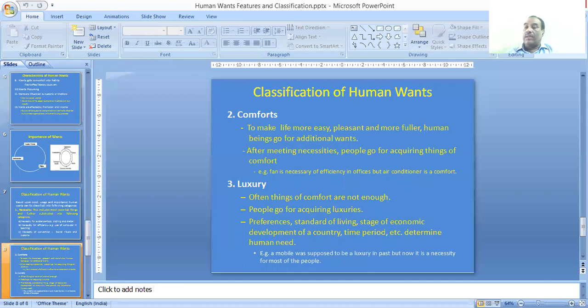Preferences, a standard of living, a stage of economic development of a country, time period, etc. determine human needs. As for example, again I will give the example of the mobile. A mobile was supposed to be a luxury in the past, but now it is a necessity for most of the people. So earlier it was considered a luxury, now it has become a necessity for life. So the same kind of wants, with changing time, with changing place, change their forms, and they can be classified in different ways. So this is very important.